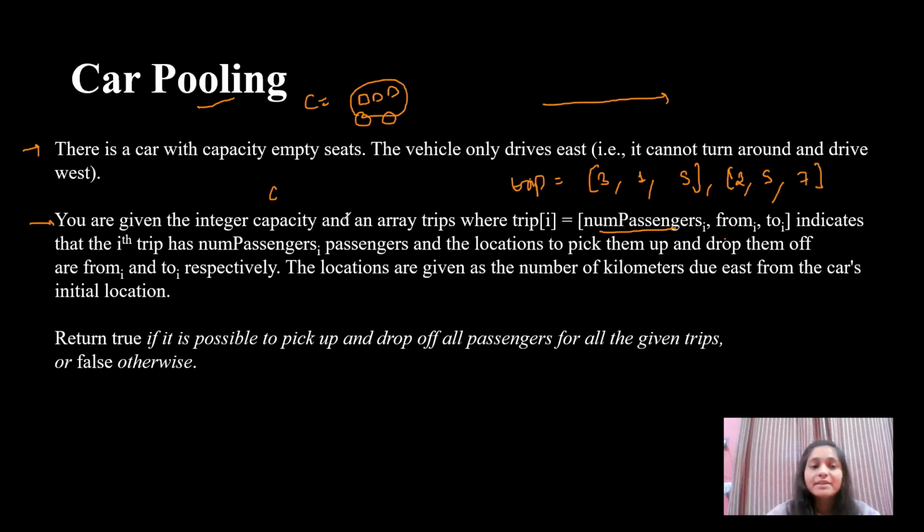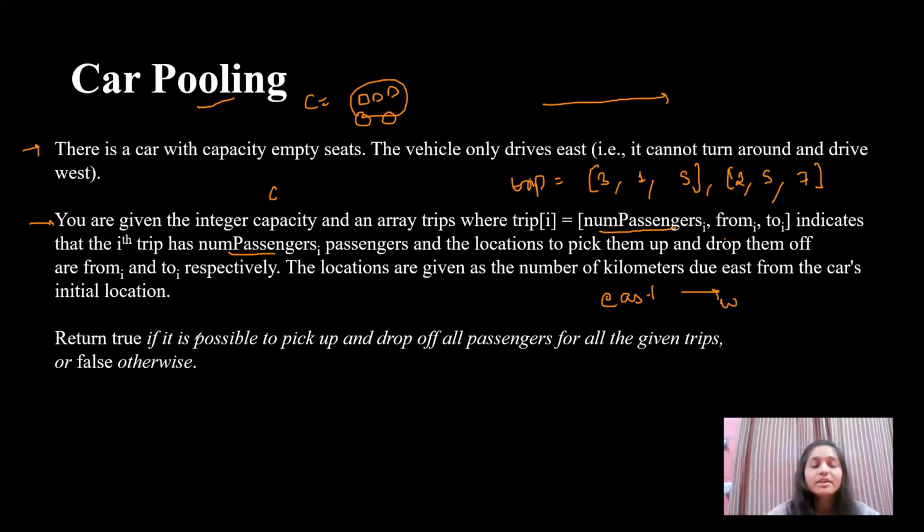This indicates that the trip has numPassengers[i], and the locations to pick them up and drop them off are from and to respectively. The locations are given as a number of kilometers due east from the car's initial location. And you will always be given that it will be moving in one direction, and the things will be given like this only.